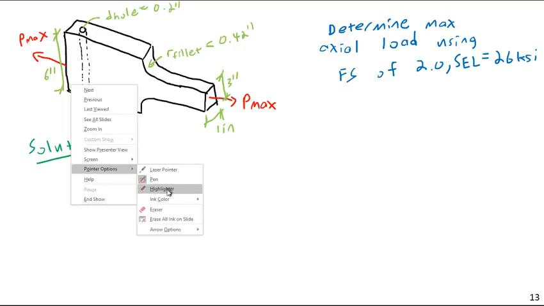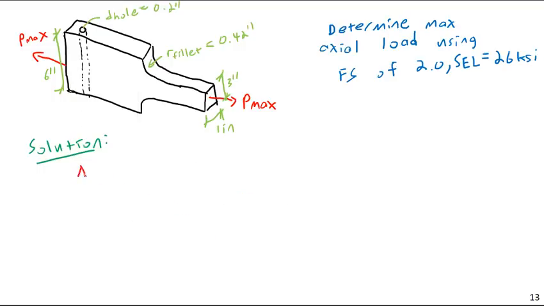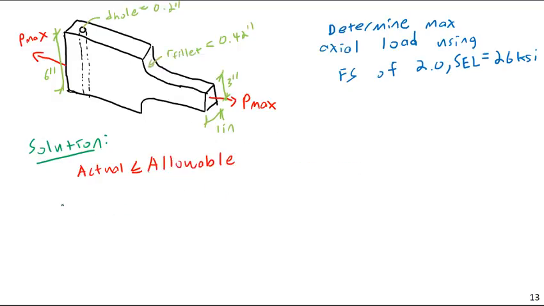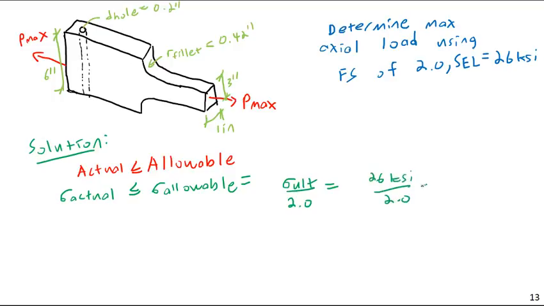Solution. Sigma actual is less than or equal to sigma allowable. In this case, the ultimate stress that we're going to allow is 26 KSI over 2.0, which equals 13 KSI. So we're going to keep this thing below 13 kips per square inch, and we're going to find what load is the maximum allowable load.